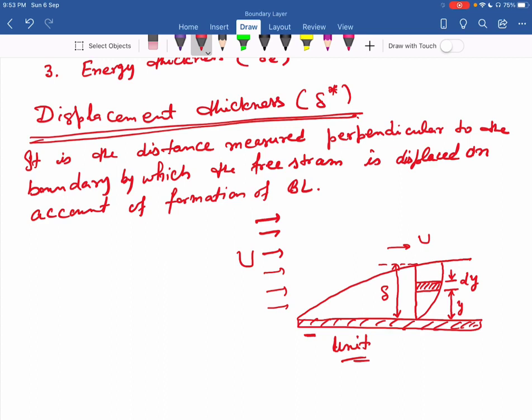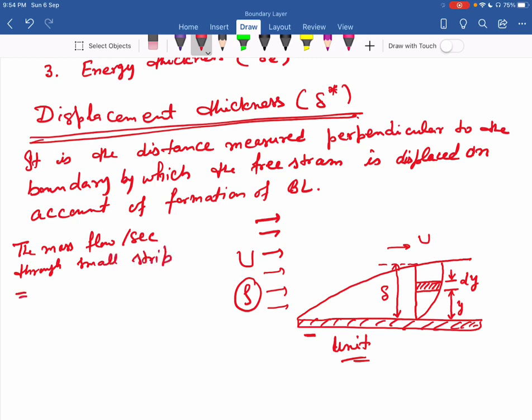Let rho be the density of the flowing fluid, which is flowing above this plate. Now you can write the mass flow per second through this small strip.